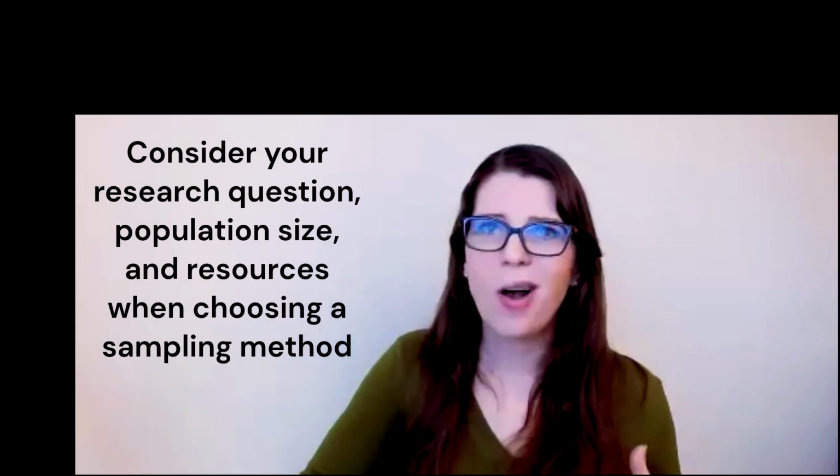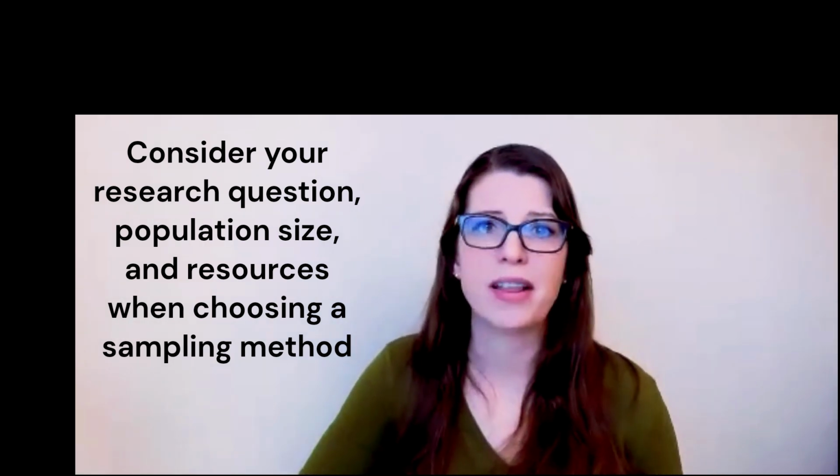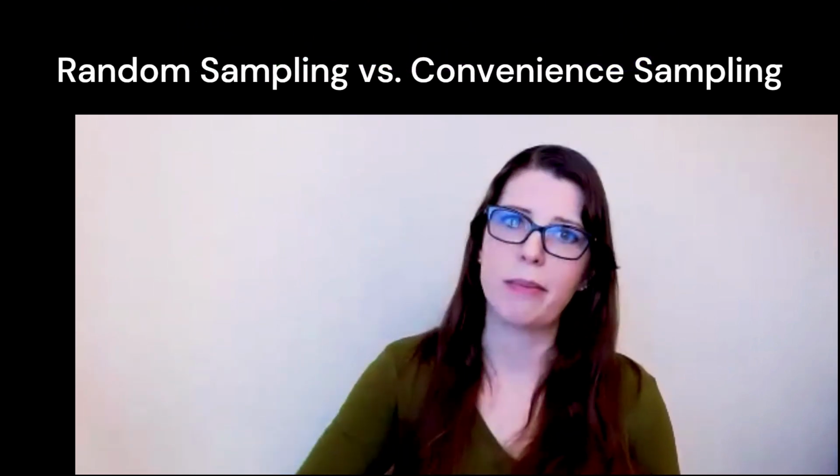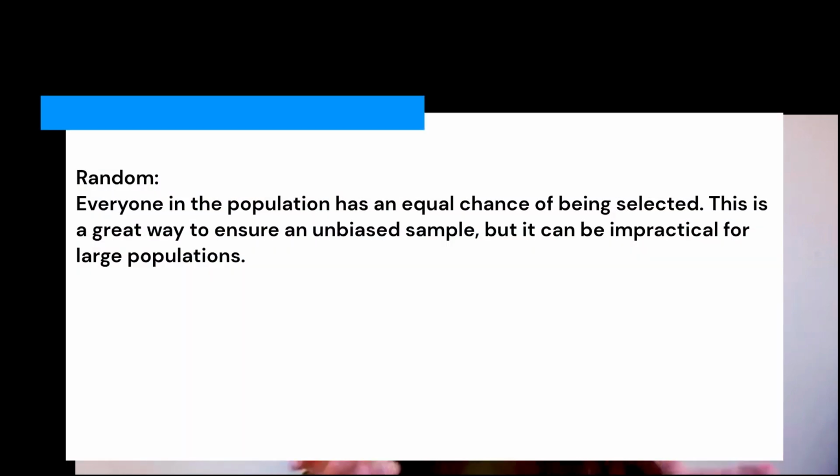When choosing your sampling methods, you're going to need to consider things like your research question, the population size, and also what resources and timing you have available to you. There are tons of different sampling methods. Each has its own strengths and weaknesses, but typically the first thing you have to decide is, do you want to use random or convenience sampling? In random sampling, everyone in the population has an equal chance of being selected. This is a great way to ensure an unbiased sample, but it can be a little impractical if you're trying to do it for a large population.